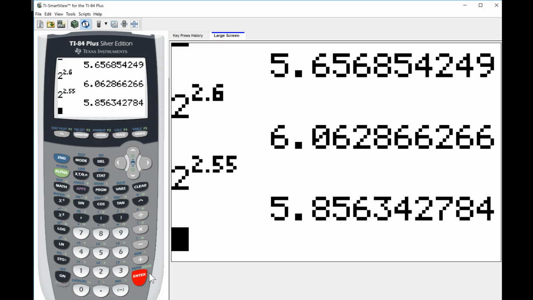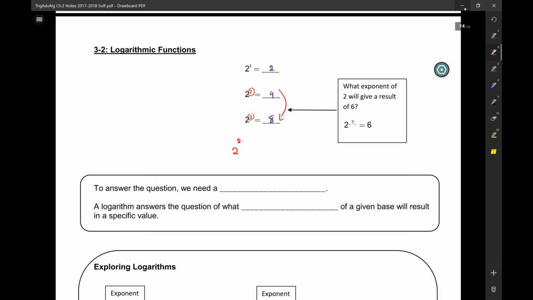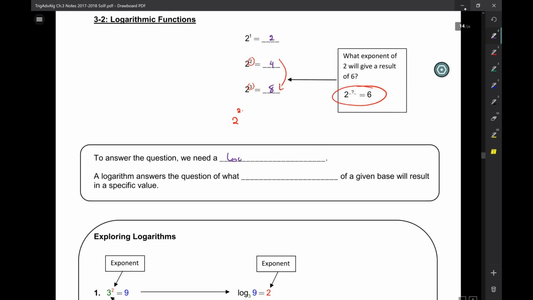The point is that you can do it. It just takes an unnecessarily long amount of time. You could sit there and do it, but it takes a little too long. So to answer this question of 2 to the power of what gives you 6, what we need is a logarithm. So here we go. That's what logarithms are all about.